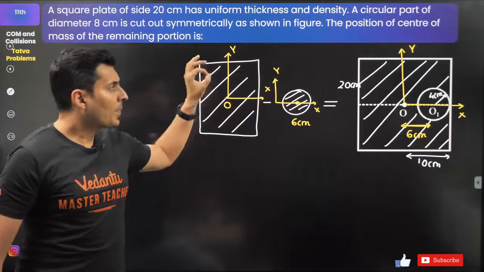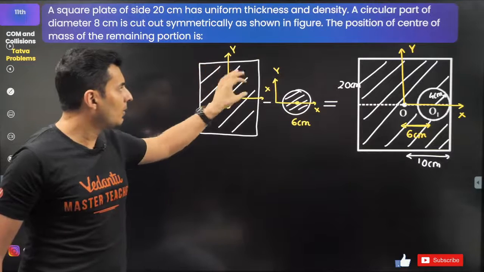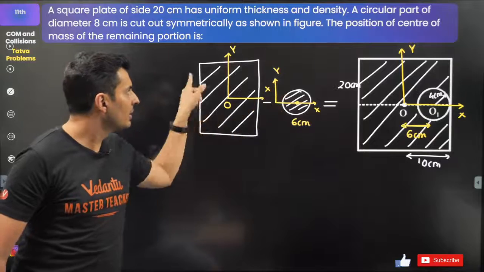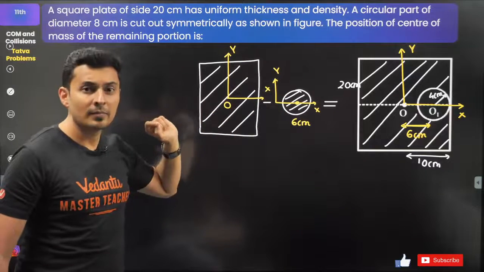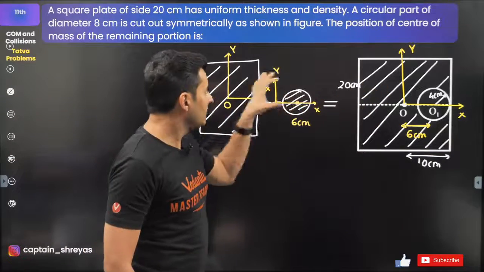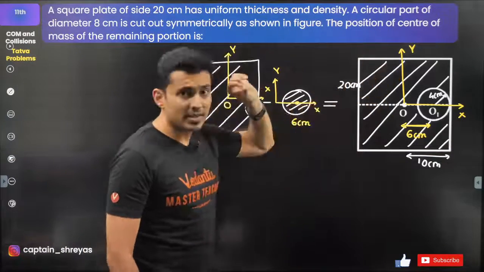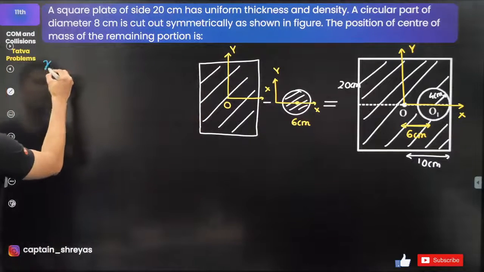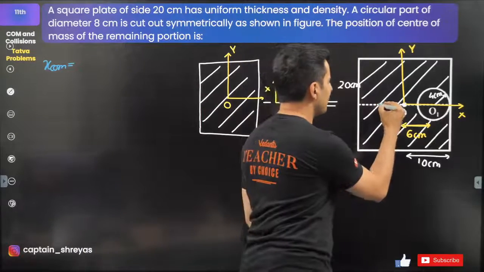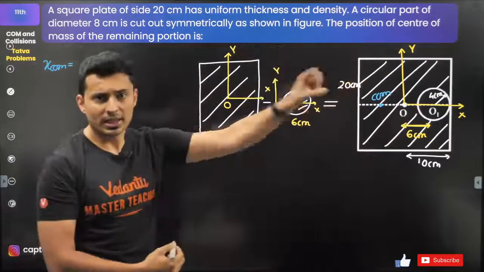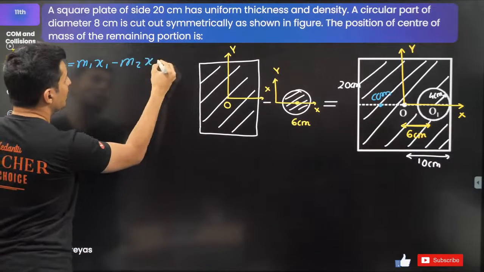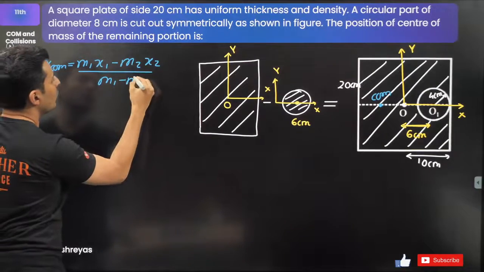Okay. Now, what I have done is identified the big object from which this small object has been removed. I identified that the center of the disk is here, and the center of mass of the square is over here. The next thing you need to realize is that this part is this minus this. The center of mass of the remaining part, which will be somewhere here because you are taking out some mass from there, is given by m1 x1 minus m2 x2 upon m1 minus m2.